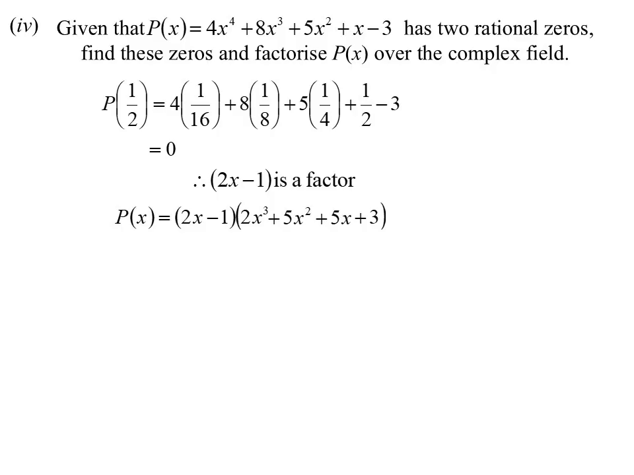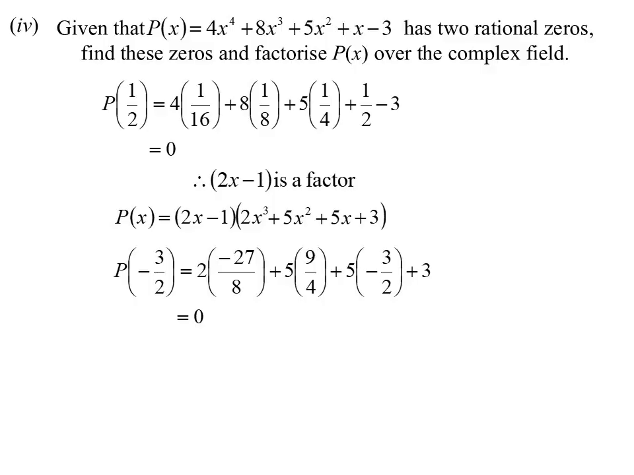We do know, though, there must be a rational one in the second one as well, because they told me it has two rational ones. Logical one to pick. Yeah, negative 3 on 2. That seems logical. Oh, look, that works. We get 0.